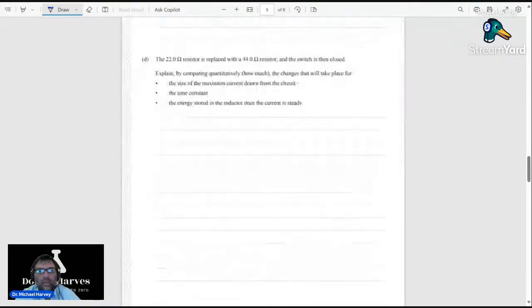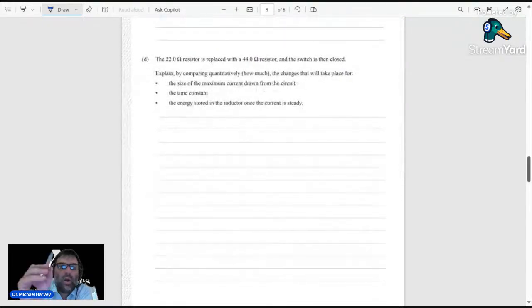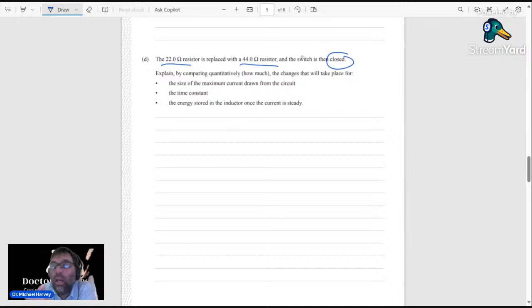Okay. So then we have a 22 ohm resistor. It's replaced with, they say, double the resistance. Switch is closed. So these open and close questions, I can probably bet my house, if I actually had a house, that these questions will be in there. Okay, so Lenz's law. This is all about Lenz's law. These kind of questions will be in the exam.